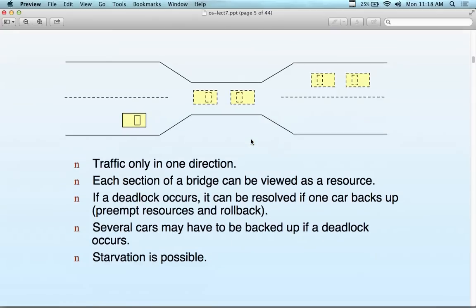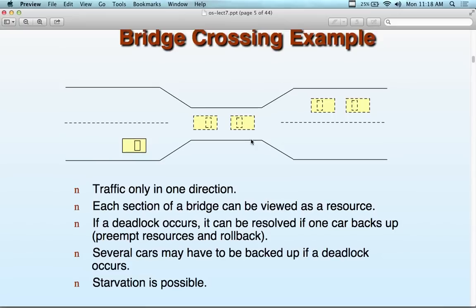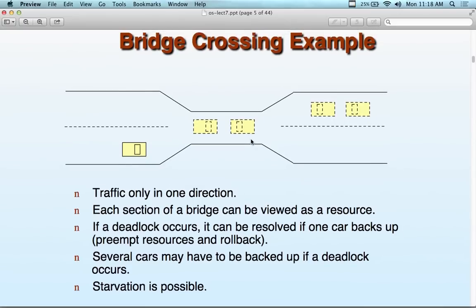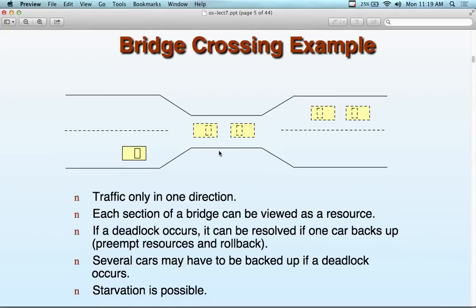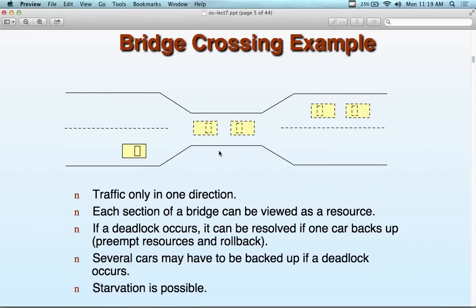hey, we're waiting. So several cars may have to be backed up if a deadlock occurs. Well, several processes might actually have to be stopped if a deadlock occurs. And then to avoid the deadlock, you might actually cause starvation. So what I'm going to do on the final is probably give you a couple different scenarios. You know, put in starvation with deadlock with waiting, and as a scenario here, a true false question. Can deadlock avoidance lead to starvation?